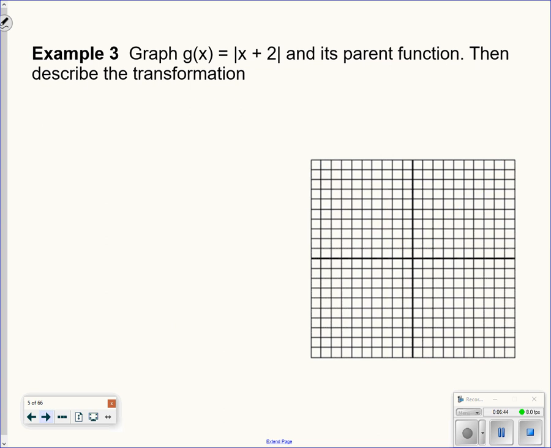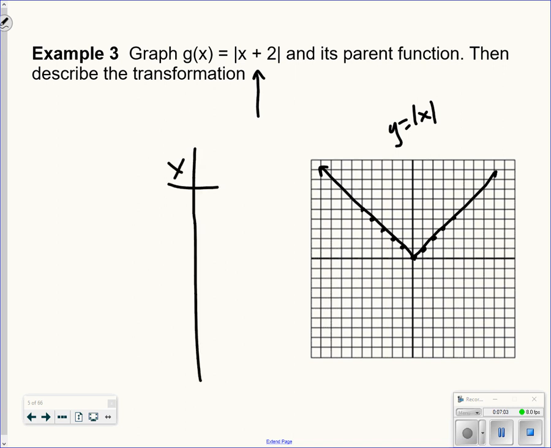Next one. Now, what happens if I do something inside the absolute value? I'm going to do the parent function one more time. So this is the y equals absolute value of x graph. So you get points like (1, 1), (2, 2), (3, 3), (-1, 1), (-2, 2). Okay. Now I want to graph this one. Where does the cusp start? Well, the cusp starts at -2. Remember, the value of x that makes what's inside the absolute value equals 0 is where the cusp will occur. We did that in our pre-chapter.